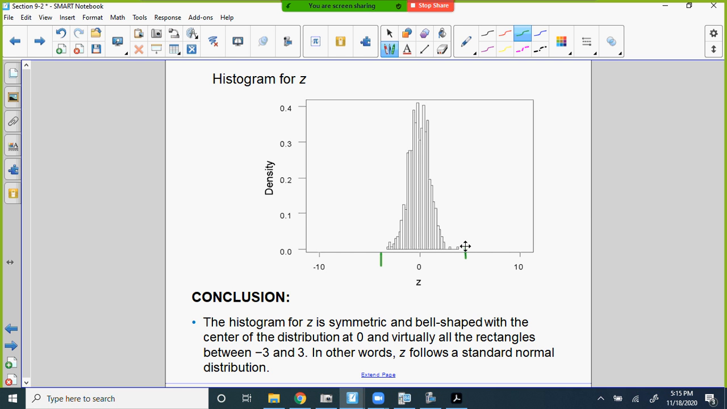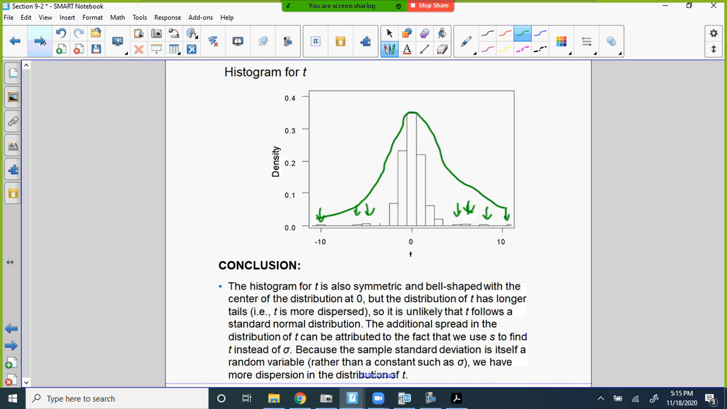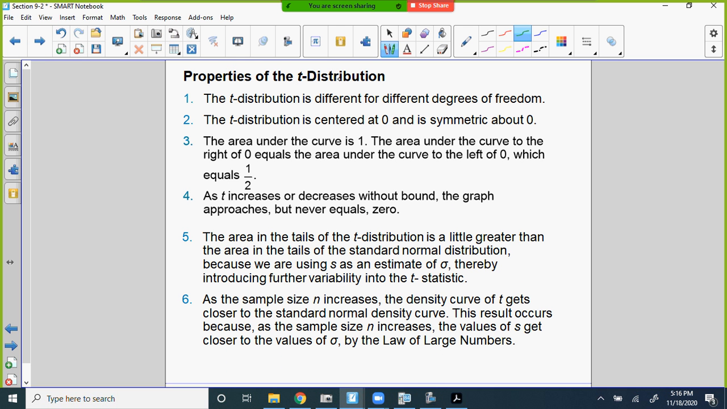And a T is kind of going, okay, I know it's going to be about this, but I'm going to spread it out a little bit, because the standard deviation is not from the population, it's from the sample. So we have a little bit more variability in it. Okay. Now, some properties of the T distribution.